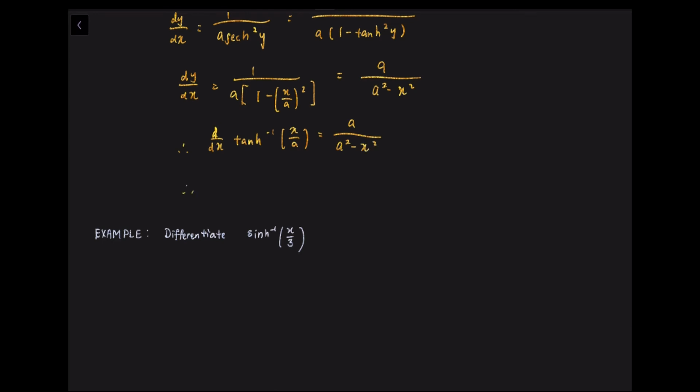From which it follows that integrating 1 over a squared plus x squared equals 1 over a inverse tan x over a plus c.